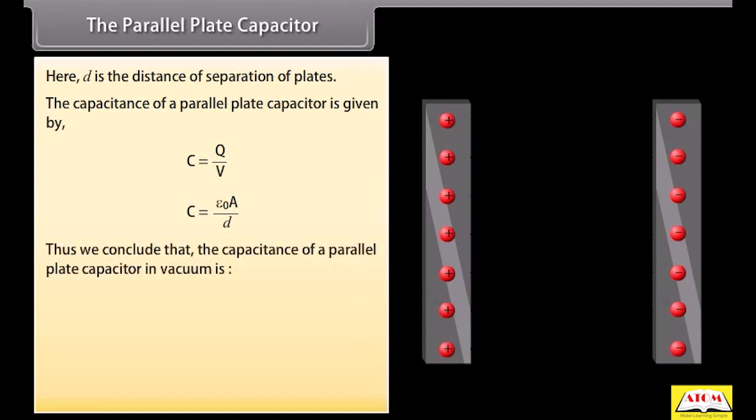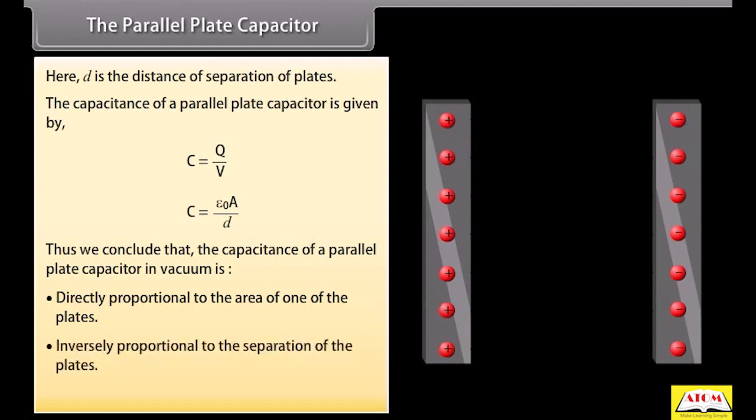Thus, we conclude that the capacitance of a parallel plate capacitor in vacuum is directly proportional to the area of one of the plates, inversely proportional to the separation of the plates, and independent of the charge on the capacitor.